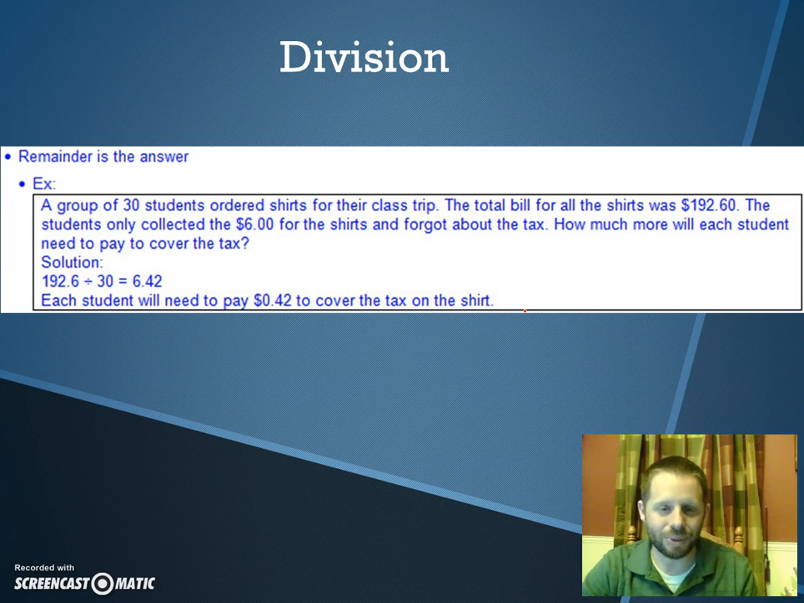So the remainder there was the 0.42 in that division problem, right? Your decimal represents your remainder. So our remainder was 0.42, and it represents the tax in this problem. It's the amount that wasn't paid for with the original $6. So that's an example where the remainder is your answer.